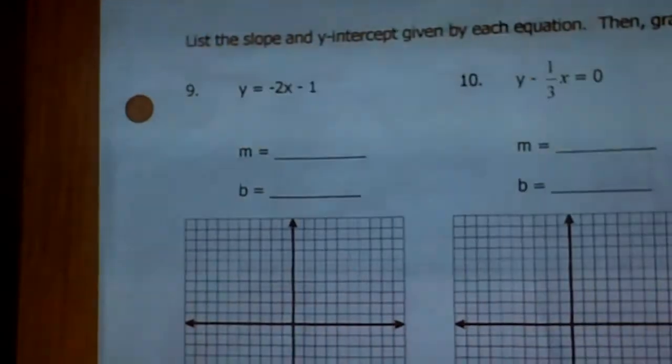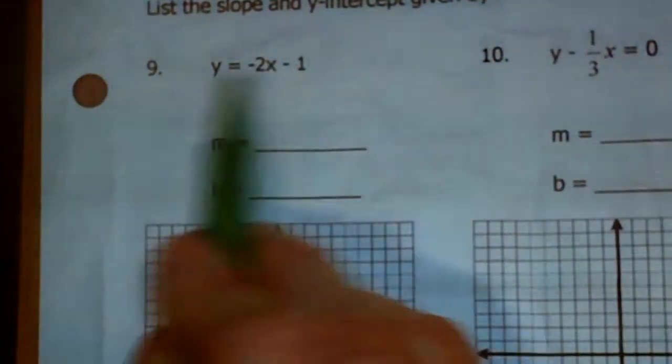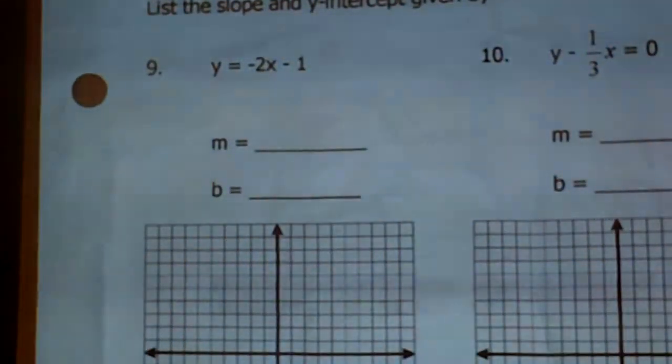Page 2, let me make sure I'm in the camera. Zoom in a little bit. Okay. Here, I give you the equation, and I ask you for the slope and the y-intercept.